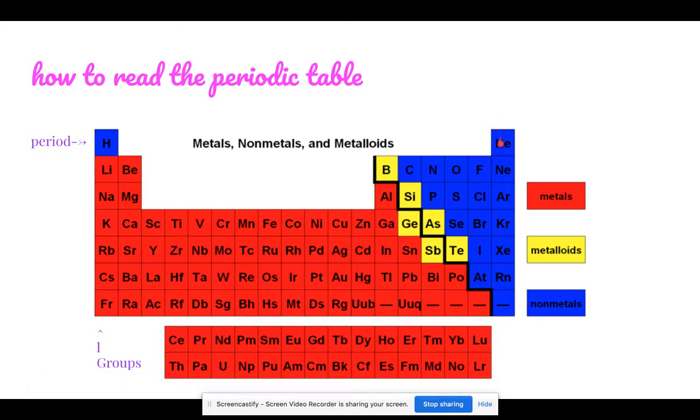Our group 8A has a special name, and they're called the noble gases. So these are our gases. And group 7A, these are our halogens. So that's important to remember.